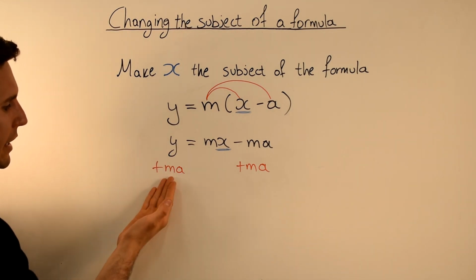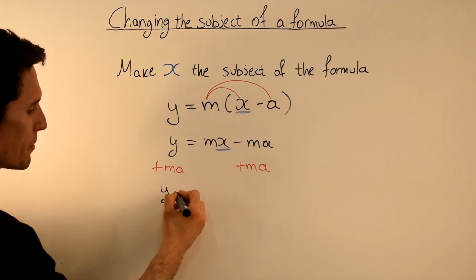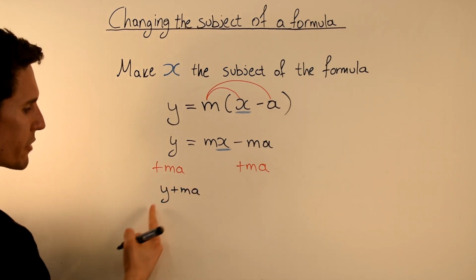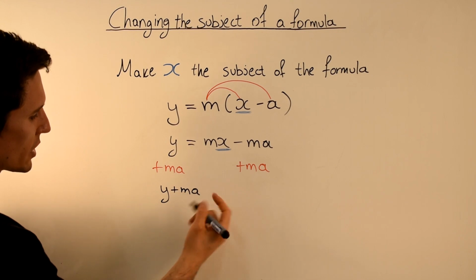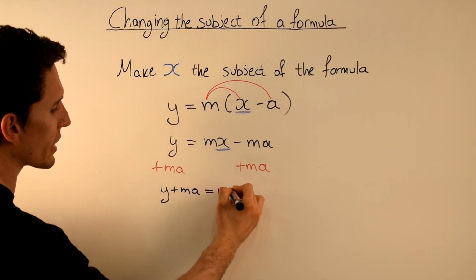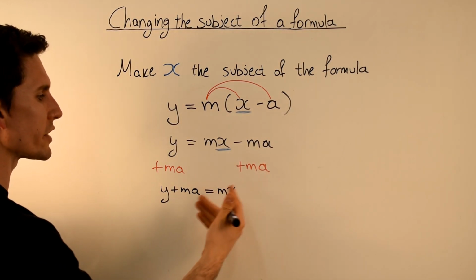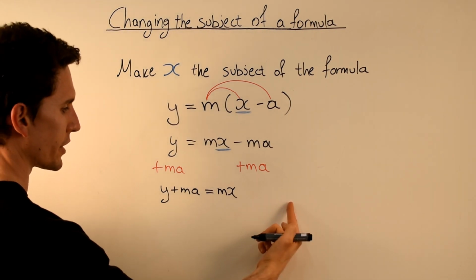So we'll add ma to both sides of the formula. What do we get on the left? Well, that will be simply y plus ma. So we'll write down y plus ma right here. Then we have to copy the equal sign. And then we have mx, we'll simply copy that. And then we have minus ma plus ma. Well, that simply cancels and leaves nothing right here.